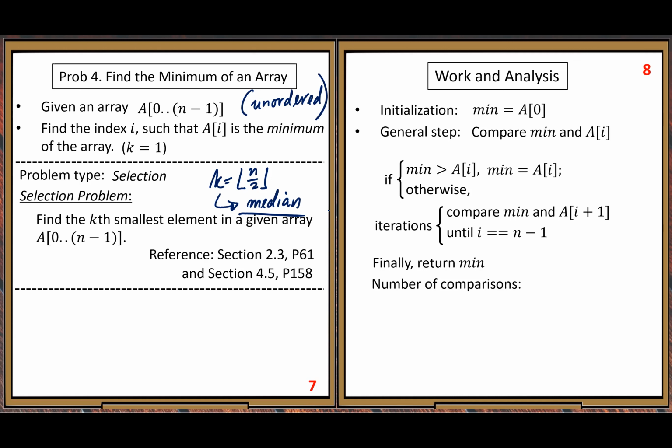Here, let me give you a little more information. The number of comparisons: we only count the number of comparisons, not assignments. You know assignments, right? For example, this first initialization is an assignment, not a comparison. This is not a comparison.